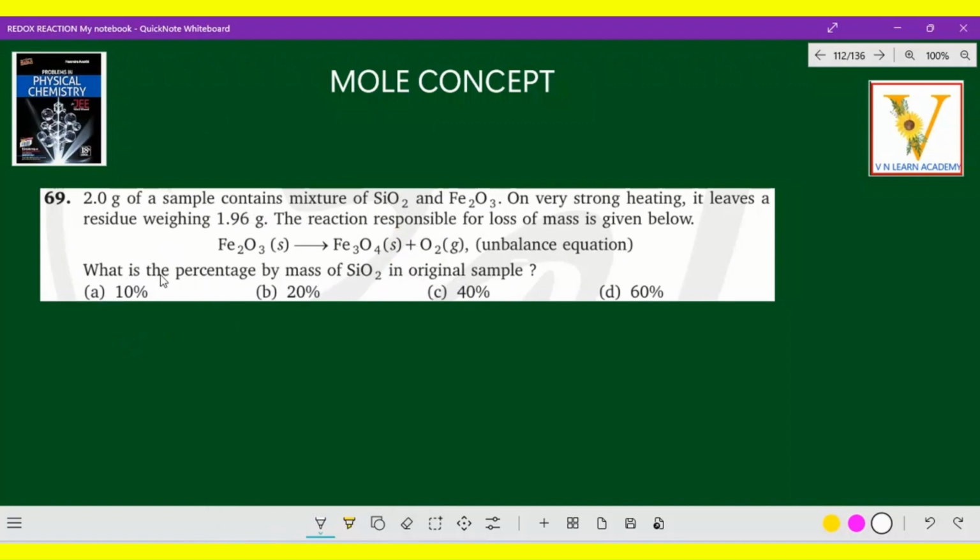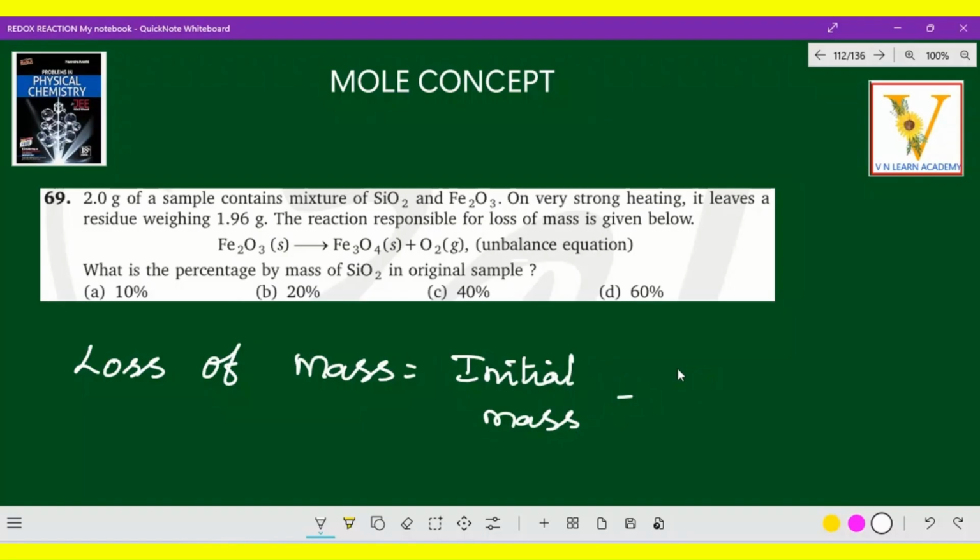Right now here, 2 gram of sample contains silicon dioxide and iron oxide, that is Fe2O3, on very strong heating. Okay, now here loss of mass, how do we identify? Loss of mass equals initial mass minus final mass. That means initial mass minus residue mass. Okay, initial mass minus residue.